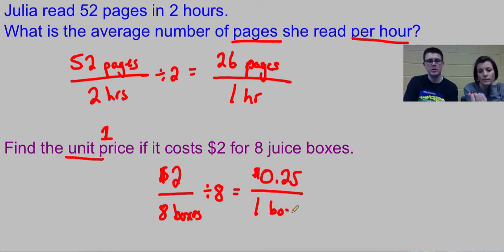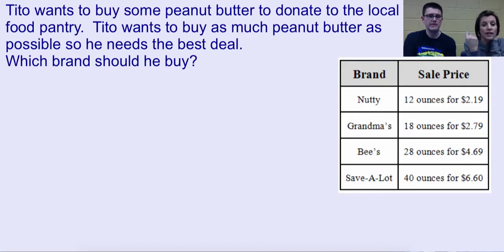For 1 juice box. So you're always dividing by that denominator. At the store, they divide for you, and they put it in the bottom of a little scanny thingy. Usually it's yellow at Walmart in the corner of the unit price.